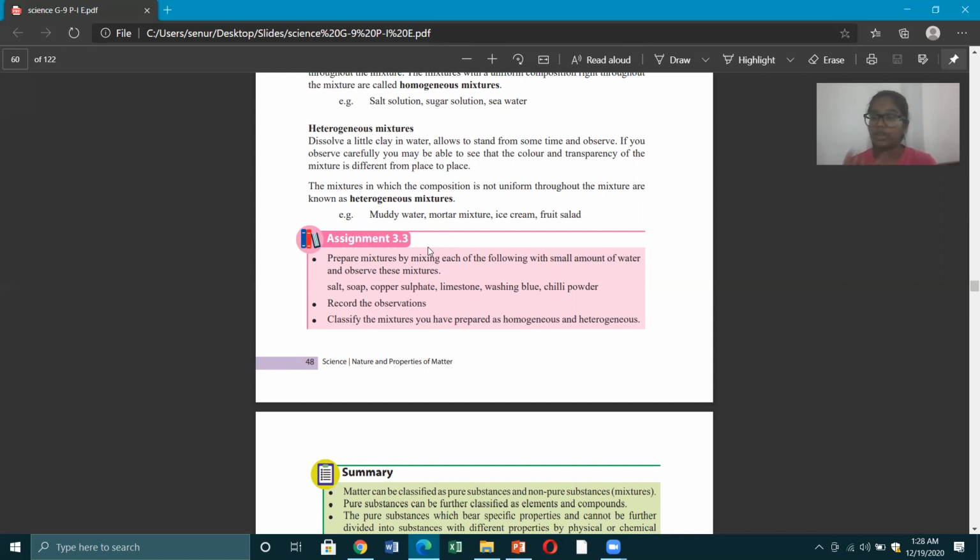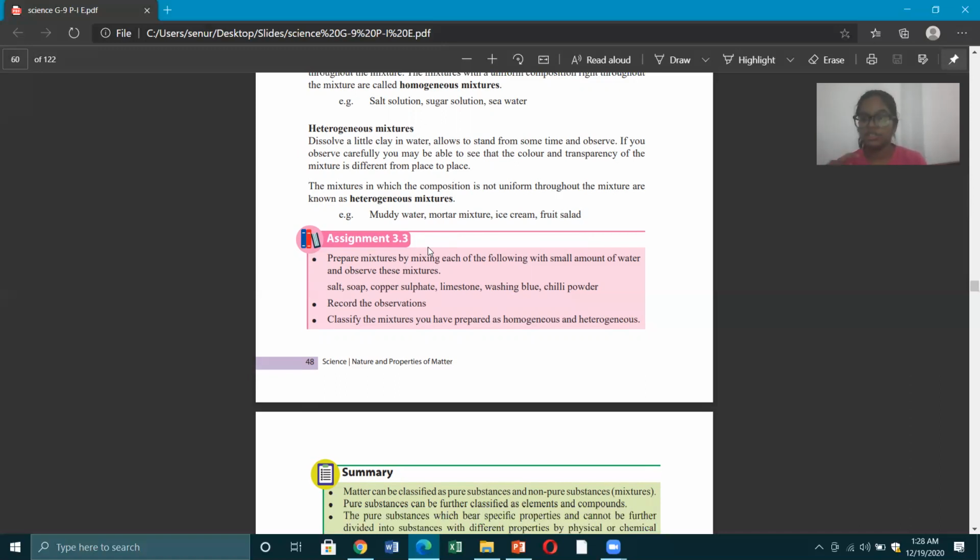There is a uniform composition in a mixture. So those ones you call them as homogeneous mixtures. Alike means the transparency, the composition, and the color are the same throughout the mixture. If that's alike, then they are homogeneous mixtures.